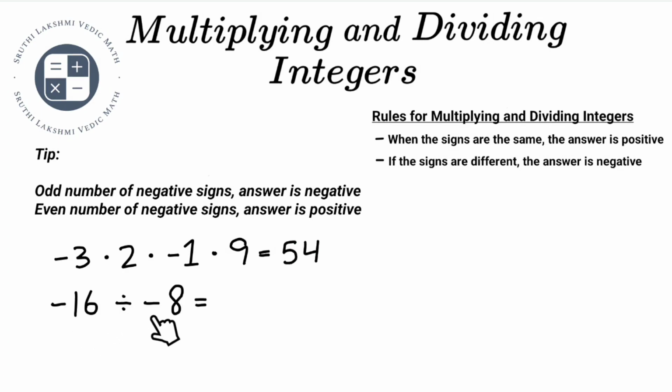Negative 16 divided by negative 8. Here we're dividing two numbers with the same signs. So that means the answer is going to be positive. 16 divided by 8 is 2.